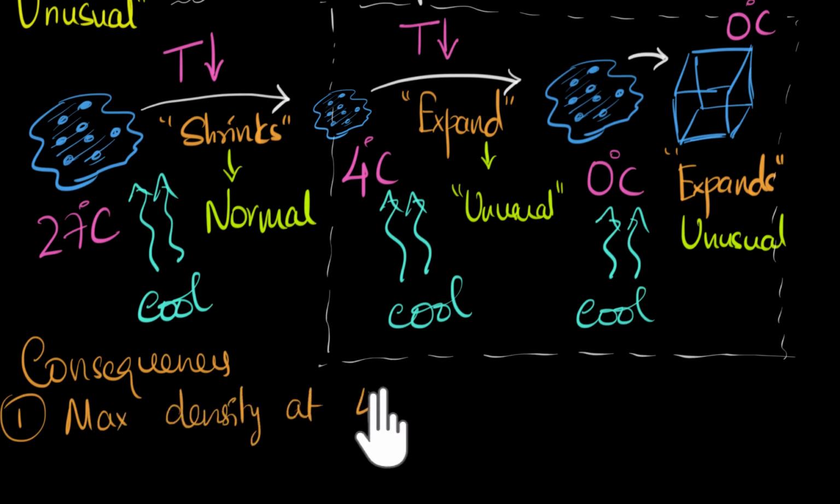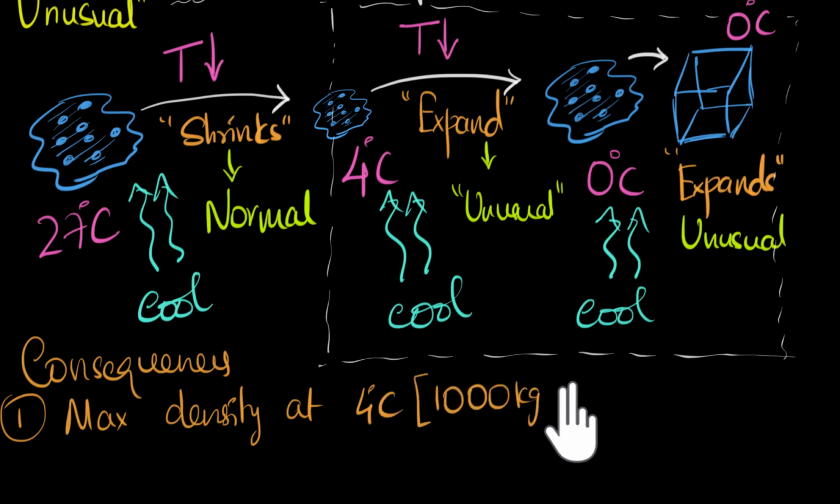And that density is 1000 kilograms per meter cube. Which means if you were to take 1 meter cube of water at 4 degrees Celsius, it would weigh 1000 kilograms. At any other temperature, it will have lower density. So the density at any other temperature would be less than 1000 kilograms per meter cube. Now, this may not seem like a big deal, but think of it this way. The unusual behavior continues even when water is crystallizing into ice. Even when ice is being formed, molecules are going farther away and the density is decreasing.